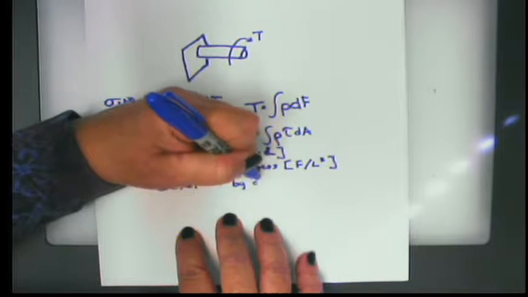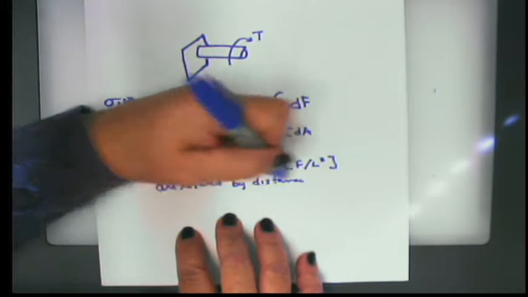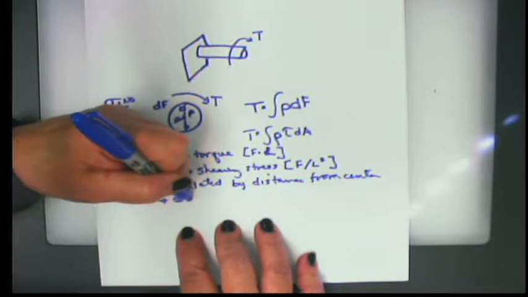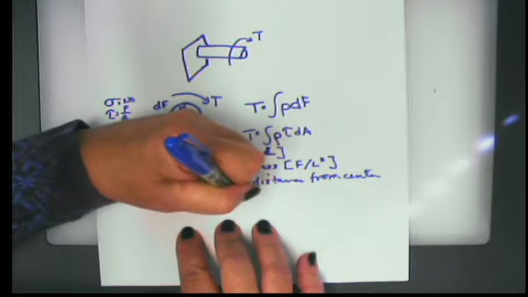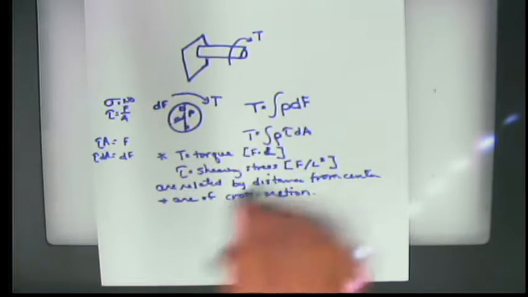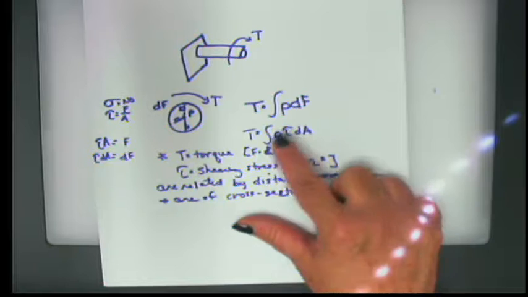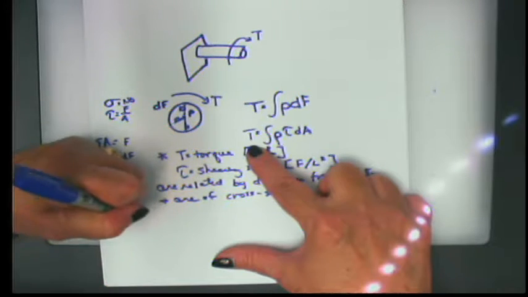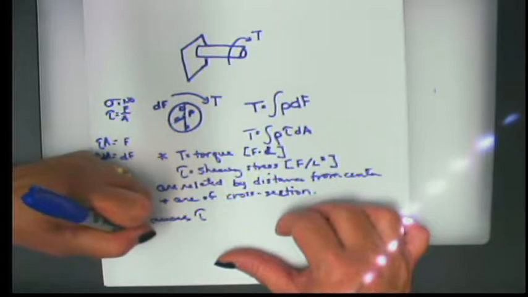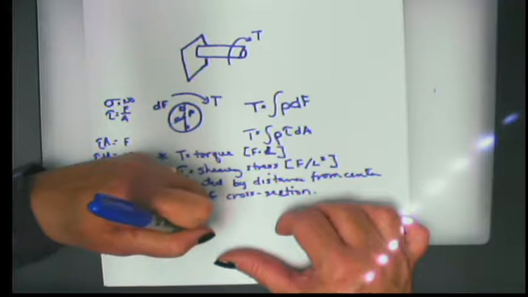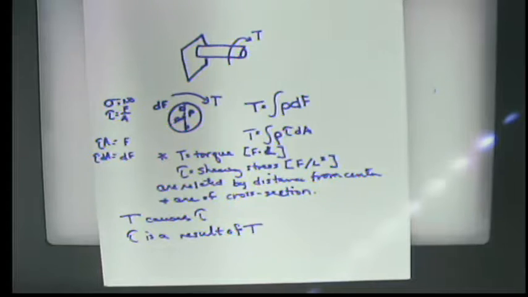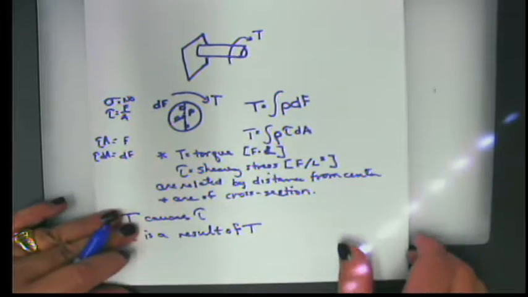by distance from center and area of the cross section. We've not really said anything about what that relationship is, but from looking back to the integral then, we can say torque causes tau, or tau is a result of a torque. So let's explore that a little bit more.